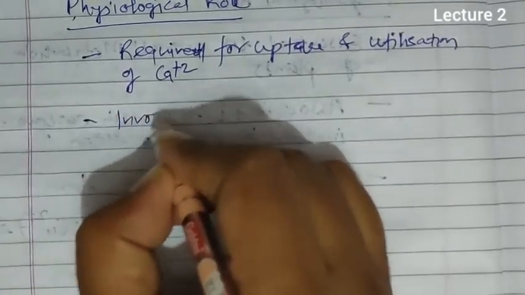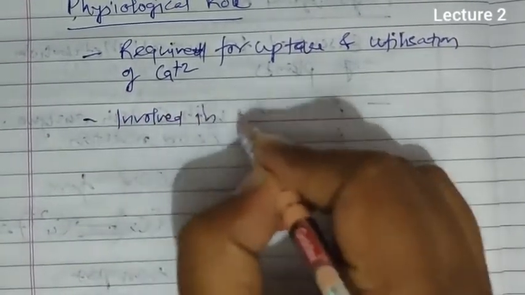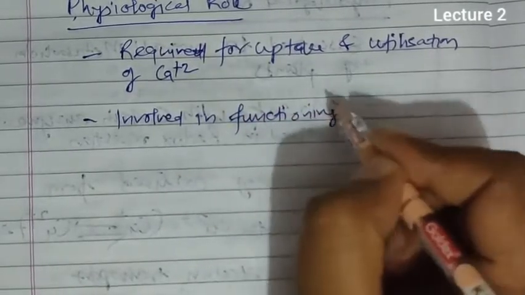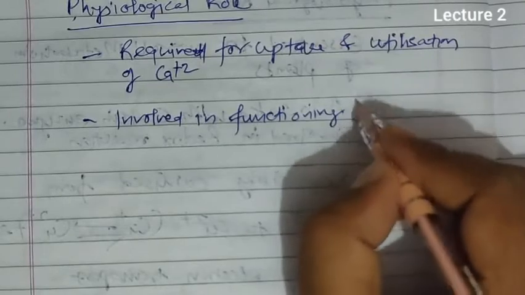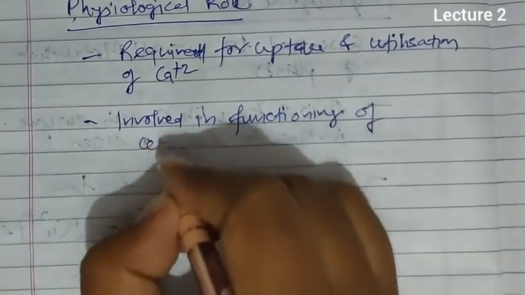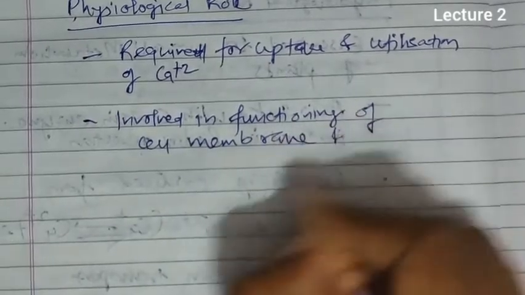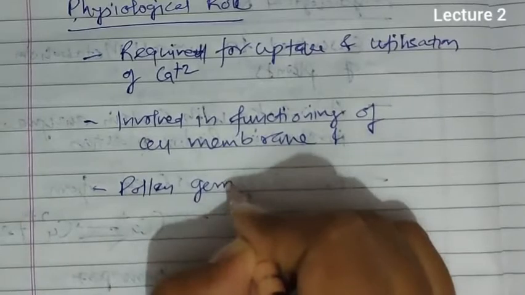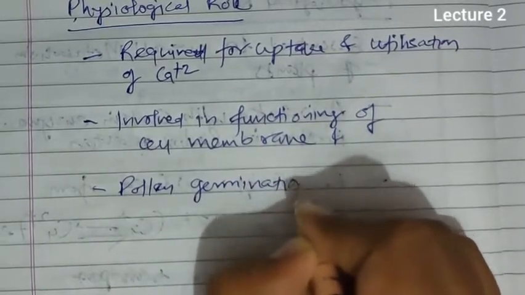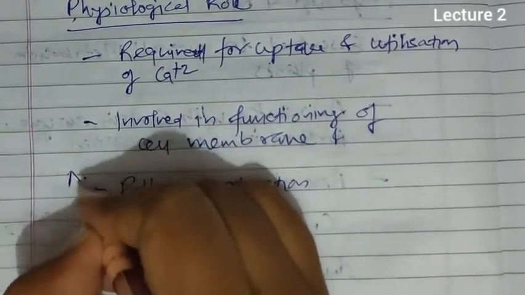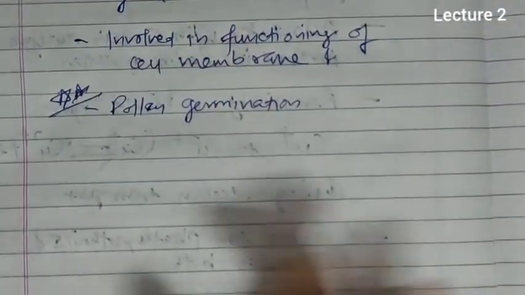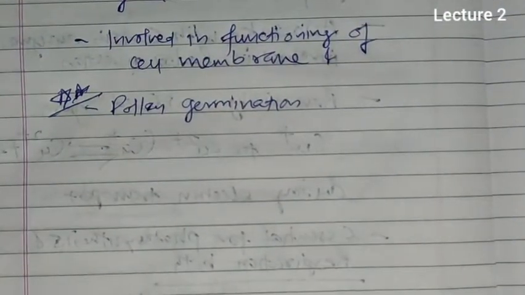It is involved in functioning of cell membrane and pollen germination. This is the important question which they ask usually. So important, which element is responsible for the pollen germination? That is boron.